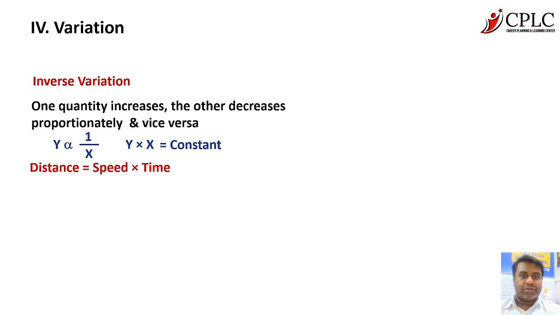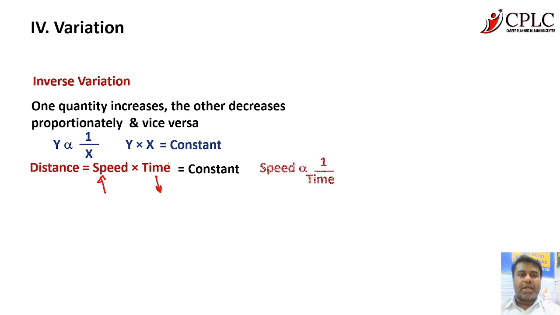The distance is constant. So suppose the distance is 200 kilometers, let us assume that it is constant, correct? Now if I increase my speed, then obviously the time required to reach the destination will decrease, right? So if my speed increases, it will take less time than what it was taking earlier, correct? So if one quantity increases, the other decreases. This is known as inverse variation.